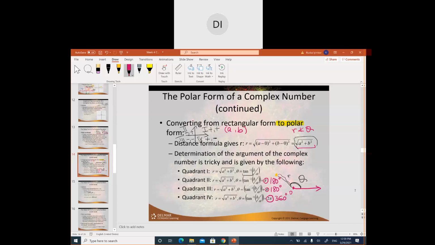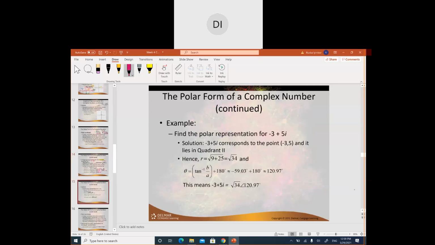So that's how you're going to change it. If you need to find the polar coordinate system, you're just going to use this formula to find the r. And if you need to find the theta, depending on which quadrant you are in, you're going to use the tangent inverse, okay? And let's do an example. Here they give me, we need to find the polar representation of -3 plus 5i. So these are the coordinates. -3 is a, and 5 is my b, right?